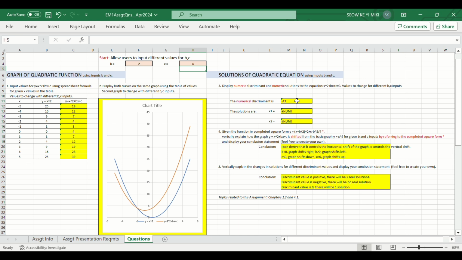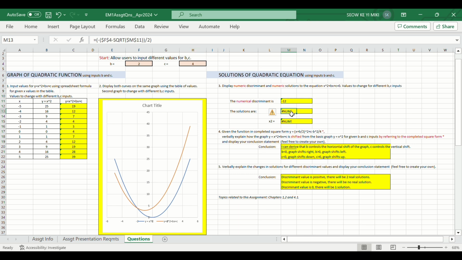For question 3, the numerical discriminant, the value over here, I got it by applying the quadratic formula, but only whatever that's in the square root. So b squared minus 4ac. A is 1, c again is H4, and F4 is b. So I applied the formula here, once again adding the dollar sign.